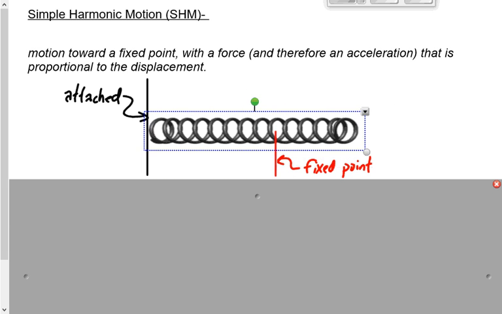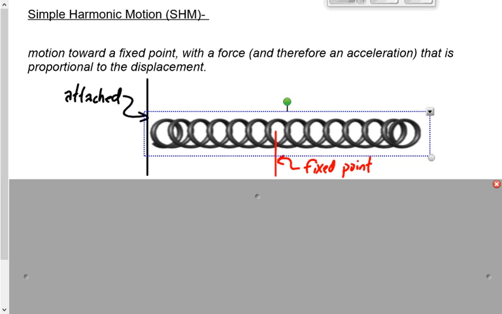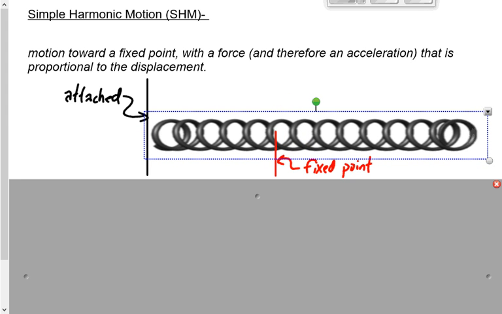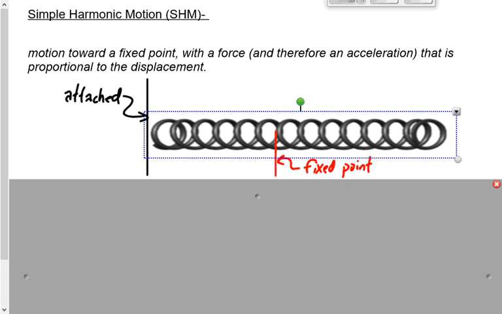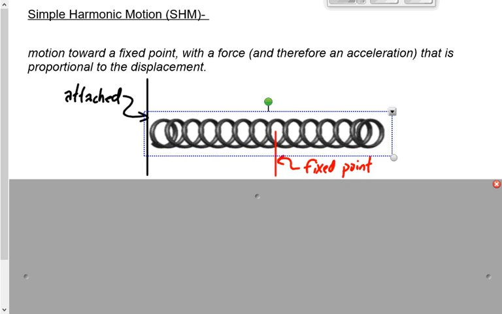Let's stretch it a little bit more. Okay, now the displacement is even bigger. Guess what? The force that pulls this spring back, the restoring force, is even bigger. Bigger displacement, bigger force pulling it back to that fixed point. Sometimes we call that fixed point the equilibrium position. Now, if I was to let this go, what would happen? This is a big force right now. A big force pulling it back to that fixed point. If I was to let it go, it starts going back to that fixed point because there's a force pulling it back to the fixed point, right, Xander?